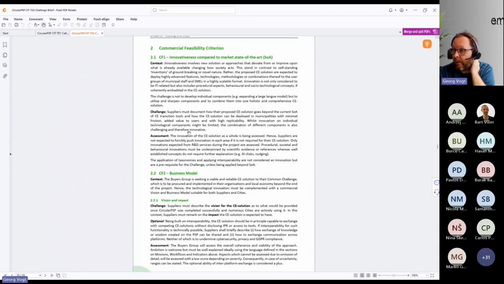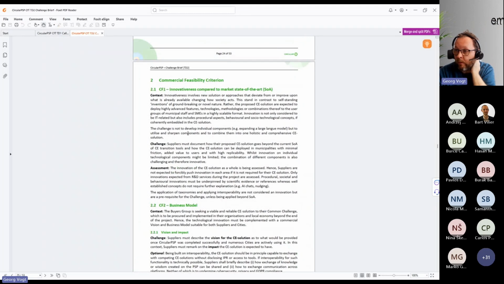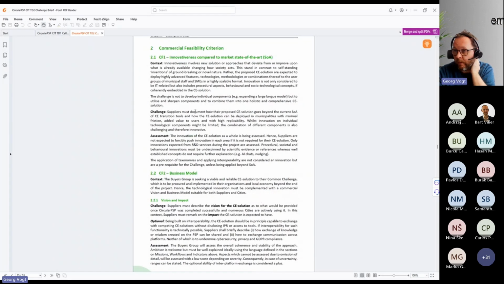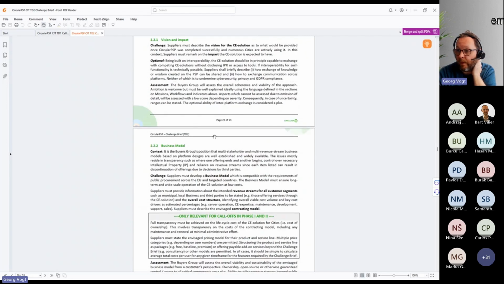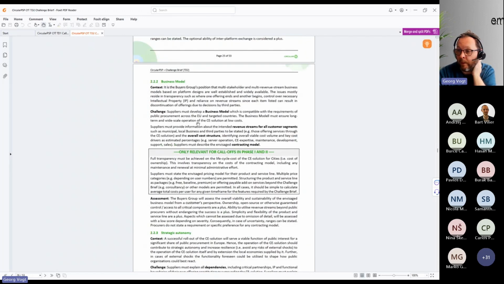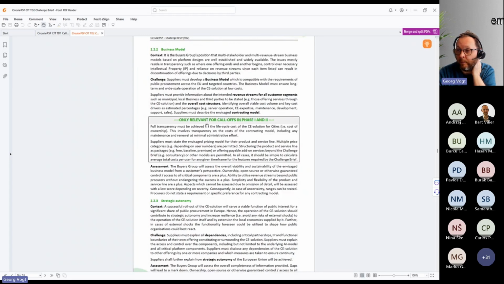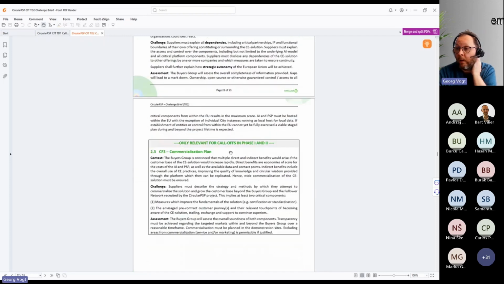Commerciality, I think I said enough about it. First of all, that your solution is innovative because it is an R&D project. Your business model, which includes both the vision and the impact, as well as the means by which you want to later make money, so that this solution is sustainable in an economic way.